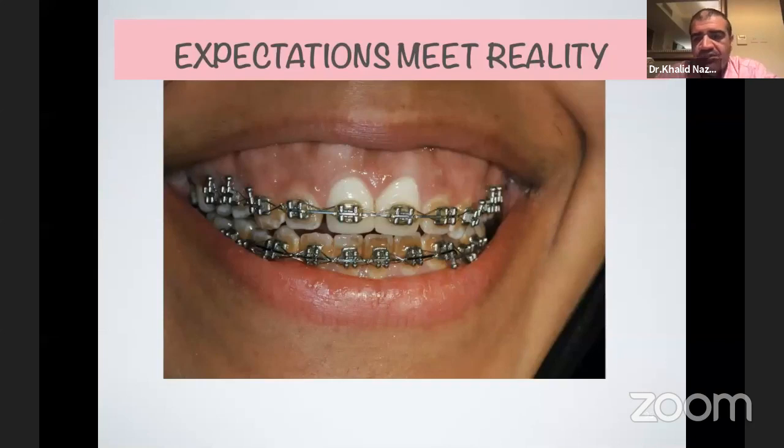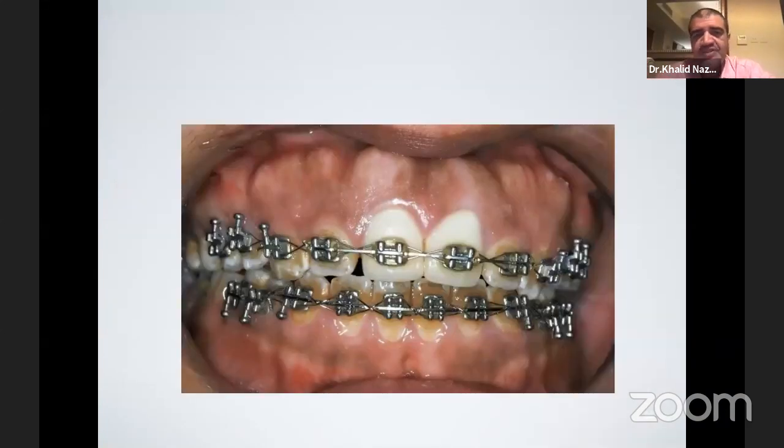And in these situations, ortho is just a component of the treatment. You cannot consider ortho as a solo treatment anymore, especially among adults. So this patient went through a treatment plan by a restorative dentist, because that's how it's actually going to end up.